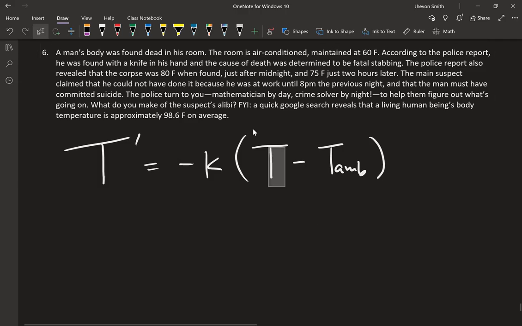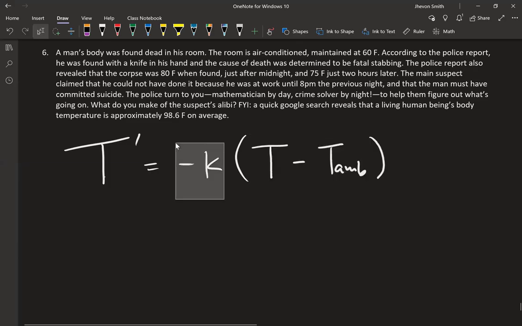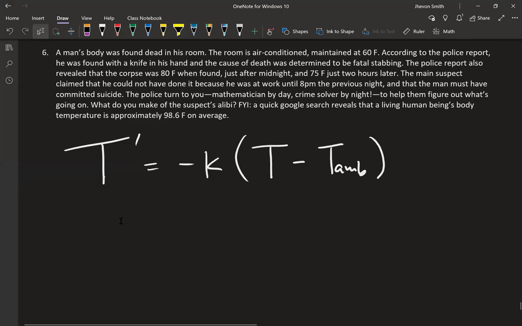Conversely, if the temperature of the object is actually smaller than the temperature of the surrounding, meaning it's colder, then heat is going to transfer from the surrounding to the object, and it's going to start heating up. In other words, this is going to be negative, and then when you multiply by this negative, it's going to turn this temperature change positive, right? And so this is Newton's cooling, that's why the law is written that way.